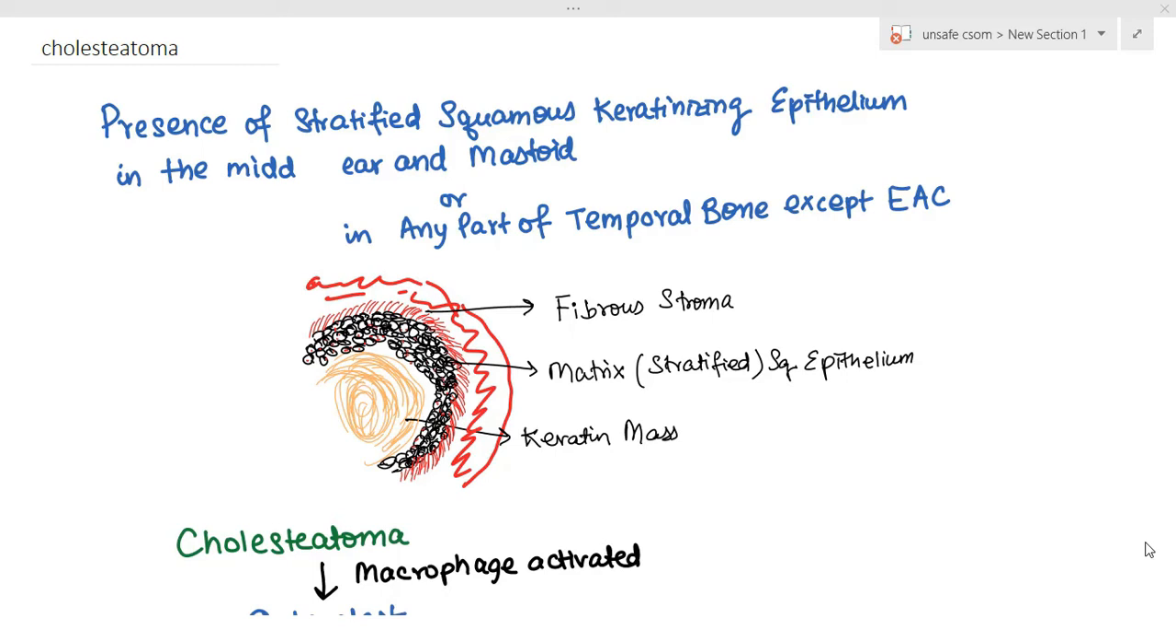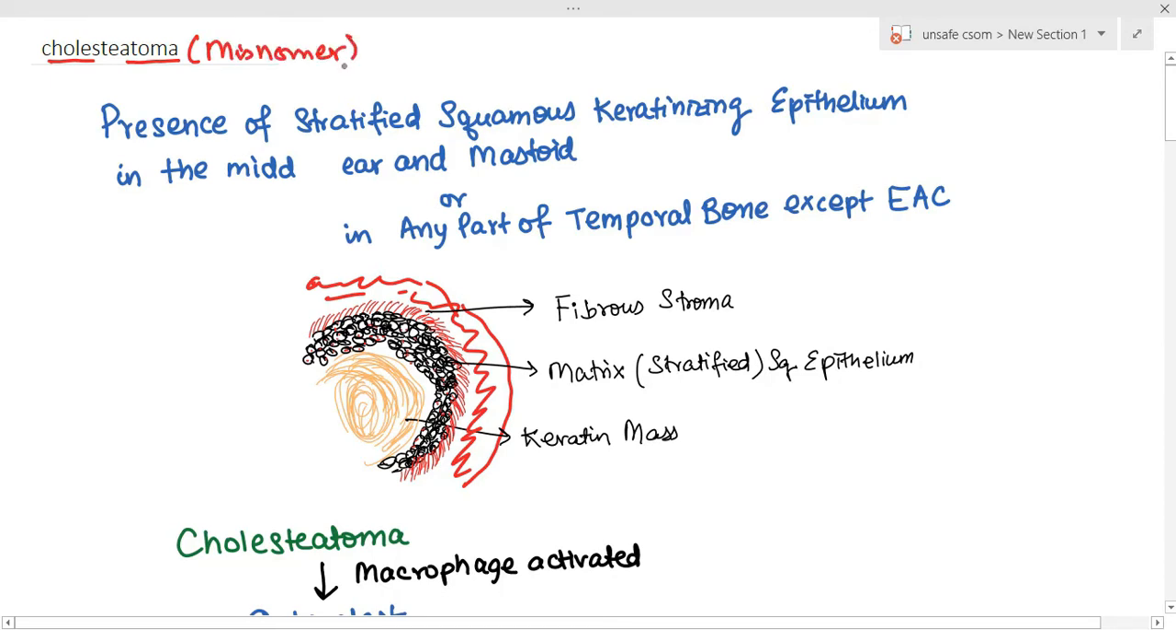Normally we say that you can just break the words and find the meaning of the definition, but here we can't do it. If you look at the word cholesteatoma, it looks like it talks about cholesterol and something to do with a tumor. So it seems like a tumor that has something to do with cholesterol, but it is nothing like that. It's a misnomer. Okay, so what is cholesteatoma?